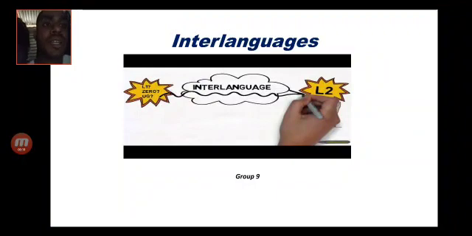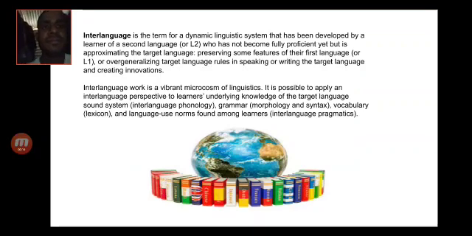I'm going to talk about interlanguage. Interlanguage is the term for a dynamic linguistic system that has been developed by a learner of a second language, or L2, who has not become fully proficient, but is approximating the target language, preserving some features of their first language, or L1, or overgeneralizing target language rules in speaking or writing, and creating innovations.